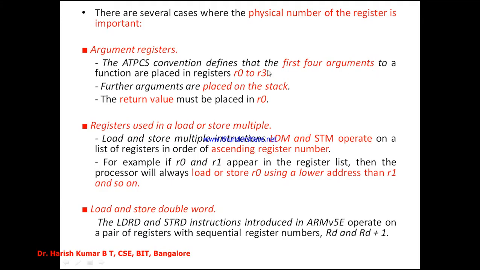The first 4 arguments to the function are placed in the registers R0 to R3. And if I am passing more than 4 arguments, any further arguments get placed onto the stack, and the return value is always inside the register R0. Now when I am returning, I cannot use an alternate name. It must be R0 itself. And when I am passing the arguments to the function, the first 4 arguments get copied to the registers R0, R1, R2 and R3.